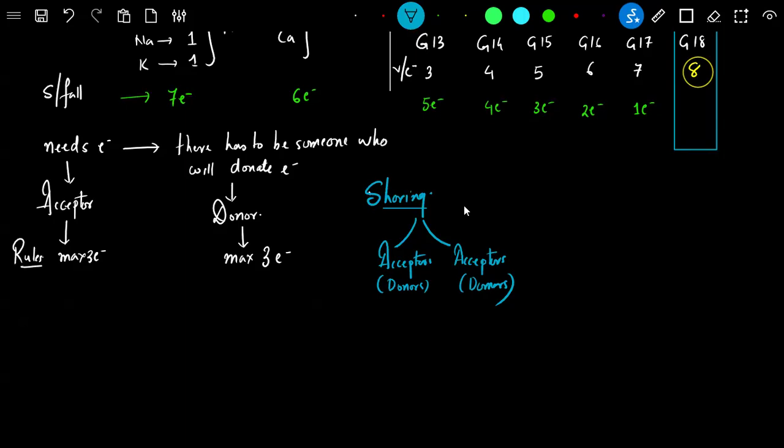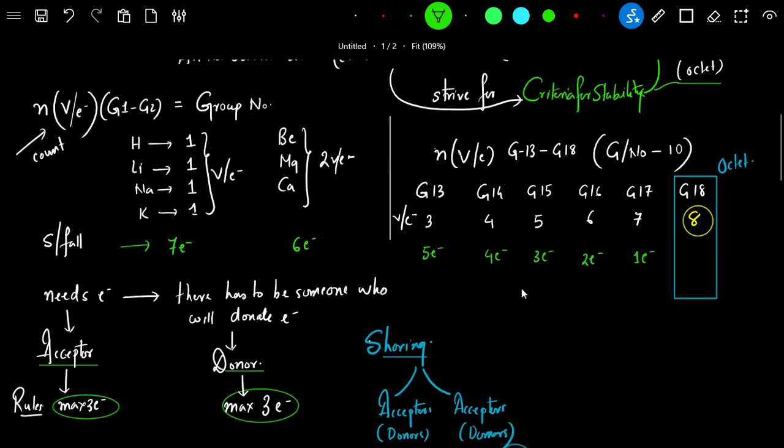So in donors, the maximum that can be donated, maximum electrons, here the count is 4. Right. But we'll now keep our eyes on, in this particular chapter and in this particular syllabus of grade 10, we will be only talking about acceptor and donors. So our eyes will be fed on max 3 and max 3 out here. Now comes the story of all these group 1.